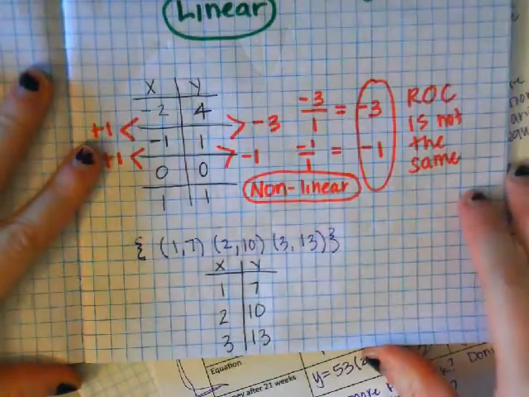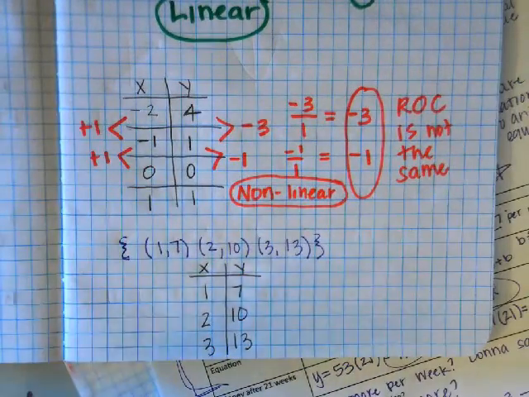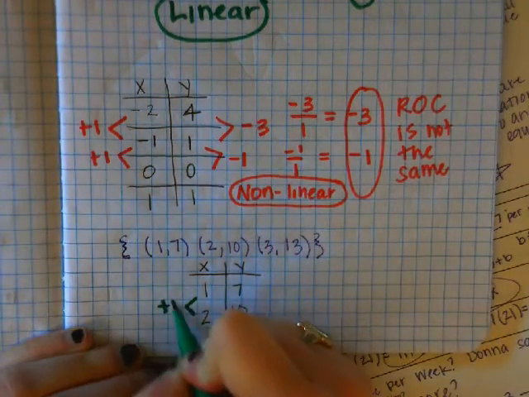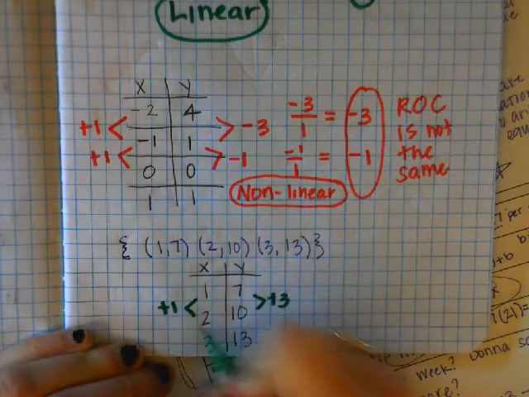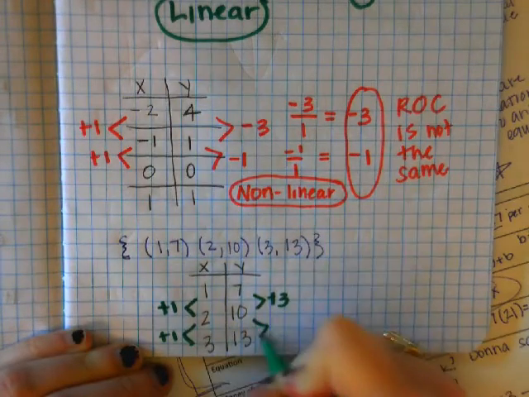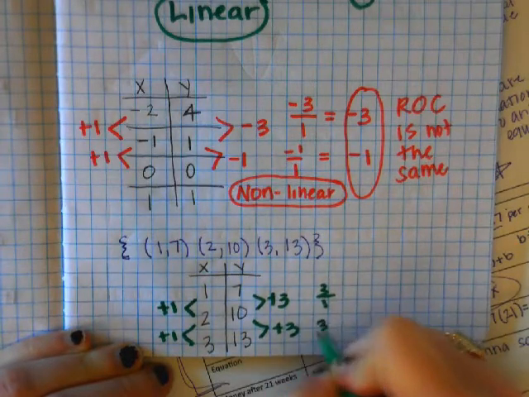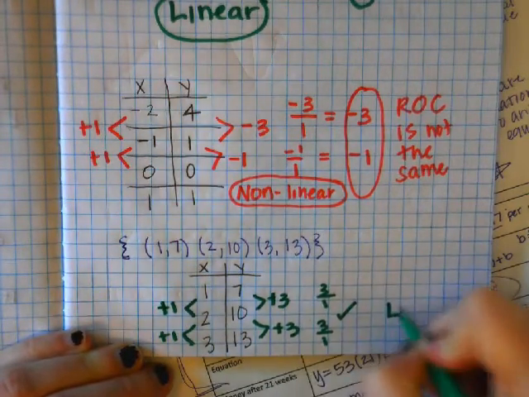Which is just, I think, a little bit more helpful, so that then I could do my plus 1, plus 3, plus 1, plus 3. So again, I get 3 over 1, 3 over 1. That checks, so this is linear.